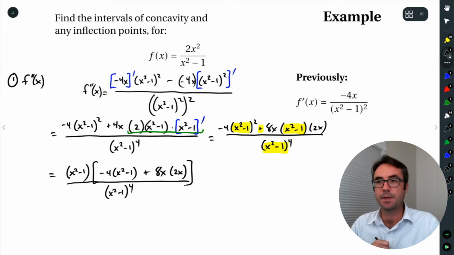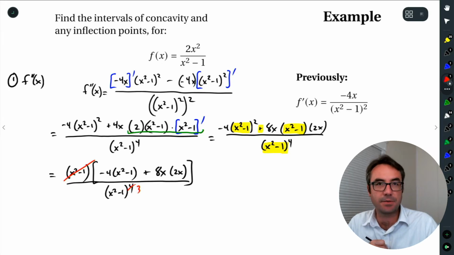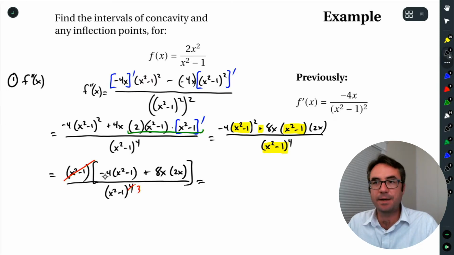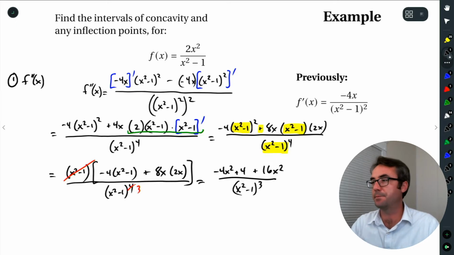All right. And now we can cancel. So we have one copy here, and that can cancel out with one of the copies down there in the denominator. So we'll still have 3 copies left. And if we keep trying to simplify, let's distribute the negative 4. And then let's multiply these 8x and the 2x together. So we're going to have minus 4x squared plus 4 plus 16x squared all over x squared minus 1 raised to the power 3.